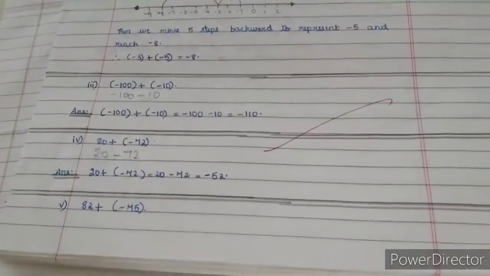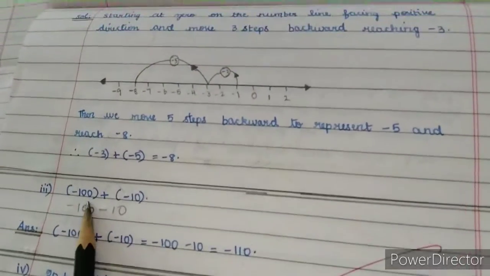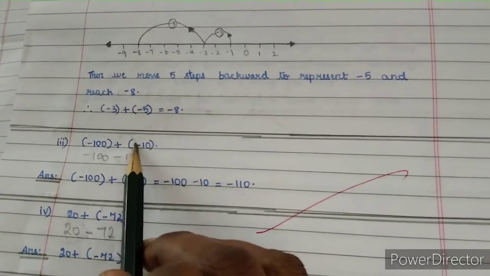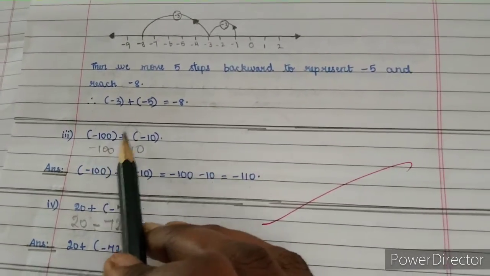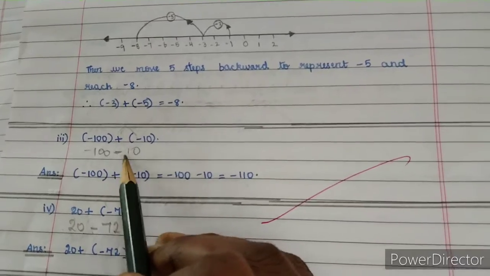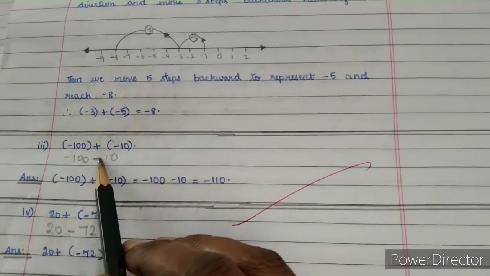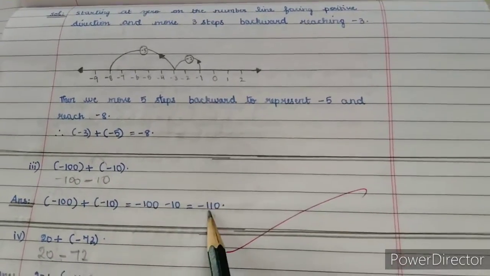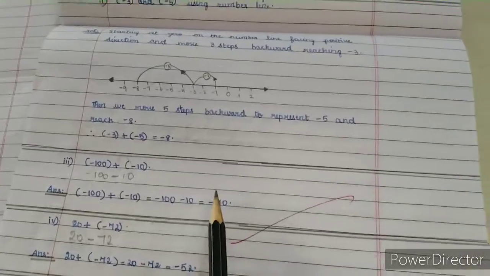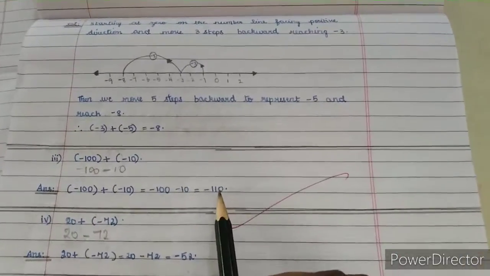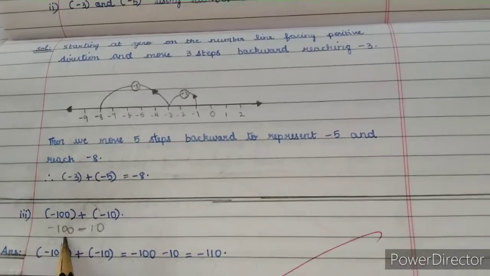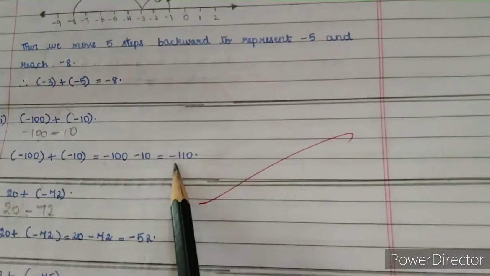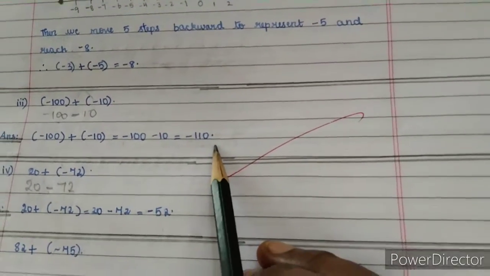And question number 3, minus 100 plus minus 10 is given. First step, remove the bracket: minus 100 plus into minus, minus 10. Now, minus into minus, we have to add these two integers. So, 100 plus 10, 110. And one more thing, you have to check what sign should come in the answer. Which number is greater here? It is 100 and the sign for that number is minus. So, your answer is minus 110.